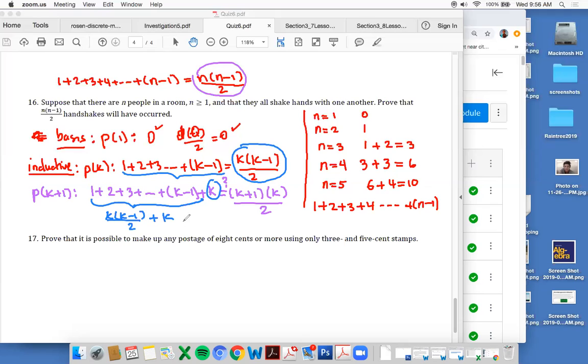Okay, so we find the common denominator. We're going to say (k squared minus k plus 2k) over 2. Combine into one fraction and simplify it: (k squared plus k) over 2. Factor out a k, and we get k(k plus 1). And we compare them and we say, yep, it's the same thing. That proves that this is true using the fact that P(k) is true. So the inductive process is finished.